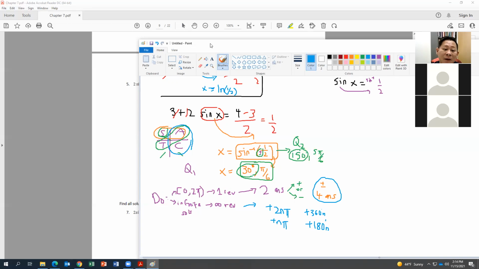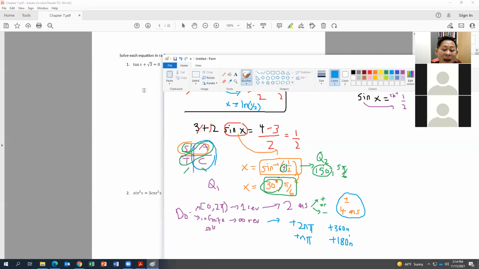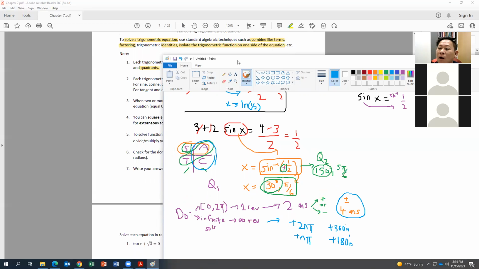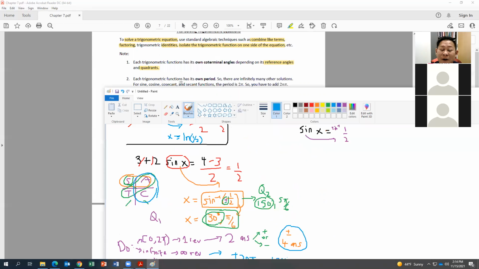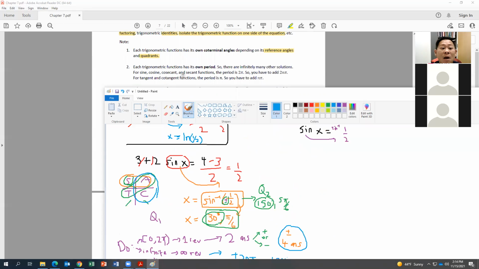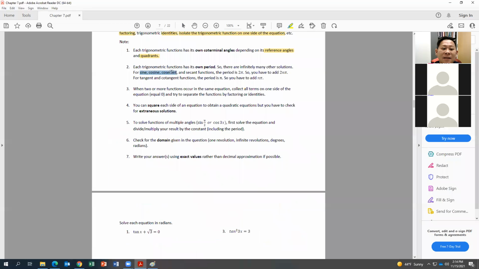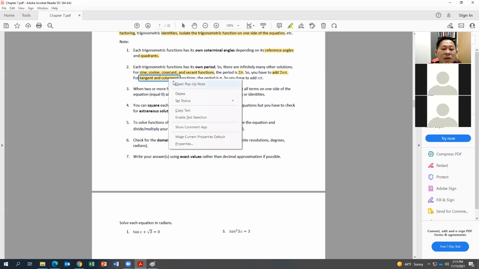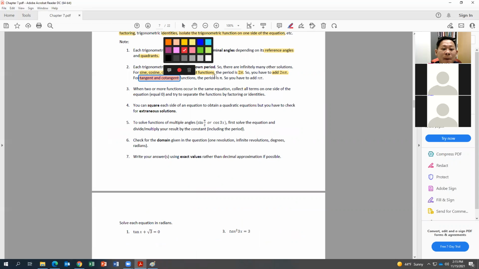So how do we know if you use 2n pi or n pi? It depends on what kind of trigonometric function we have. It's based on the period. For sine, cosine, cosecant, and secant, the period is 2 pi, so you have to add 2n pi. For tangent and cotangent, your period is pi, so you will add n pi. So this is based on which function we have.